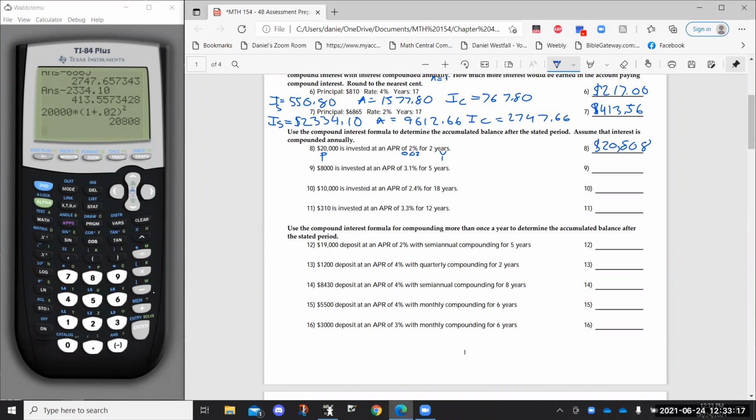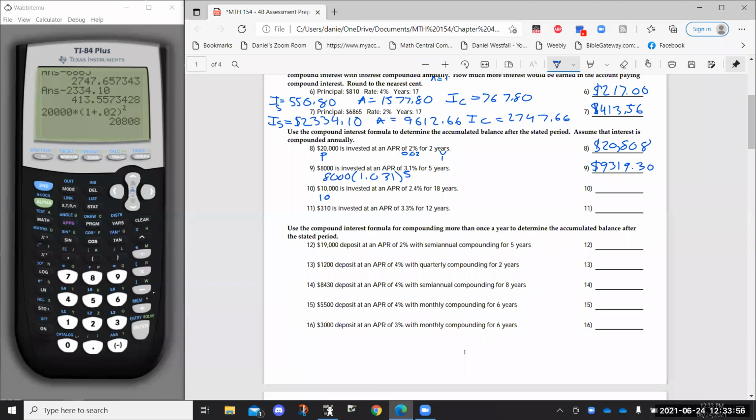You can just keep going here. Same thing. This is going to be 8,000, 1.031 to the 5. And that's going to be 9,319.30, round to the nearest cent. You just check, make sure. Yes, we are going to the nearest cent on these problems.